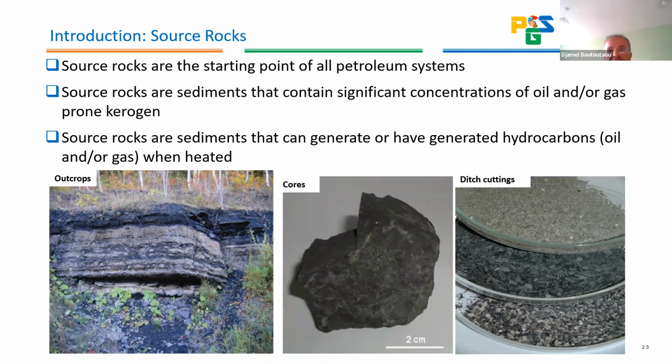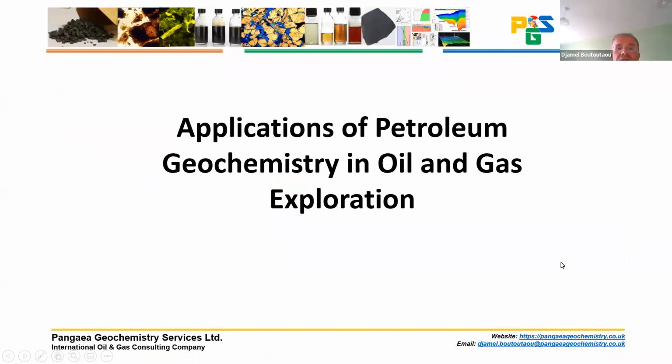And the generation of hydrocarbons, which we're going to see later on, depends on the maturity. So depending on the maturity of the source rock, we know whether we are expecting to have liquids, oil, condensate, or gas. Those are examples of different types of source rock. We can see them as outcrops on the left side there. When we drill a well, we can have cores from source rock intervals, and we can have cuttings, ditch cuttings.